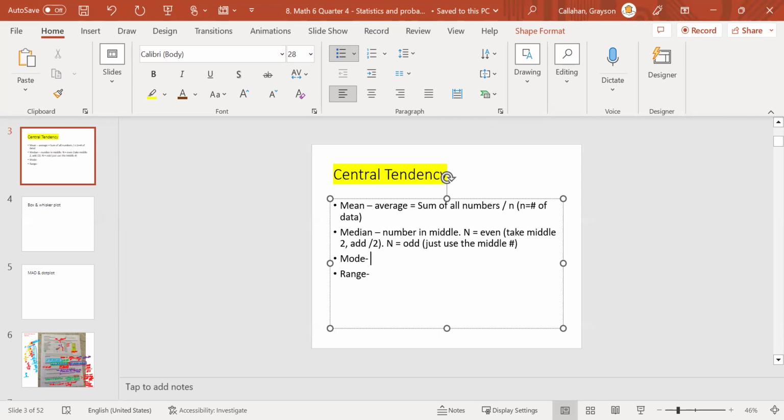Okay, what's the mode? Mode is most. Yeah, mode is most. It's whatever one that occurs the most, right? What if, for example, every number only occurs once? Then what's your mode? Like, what if your numbers are 1, 2, 3, 4, 5, 6, 7, 8? What's the mode?